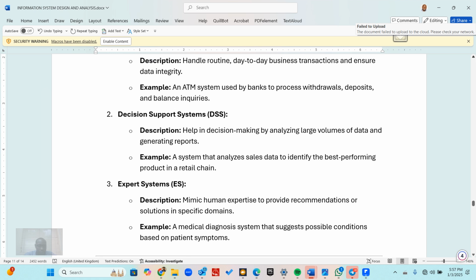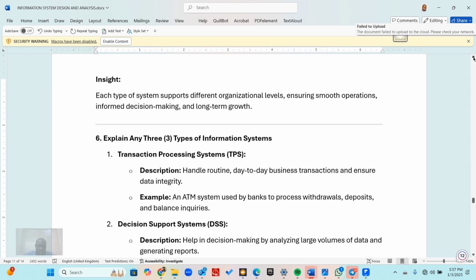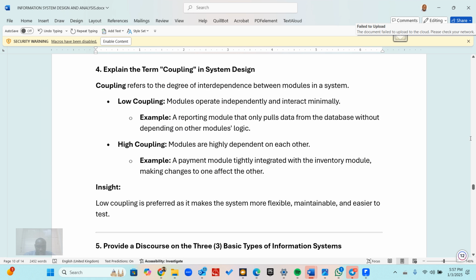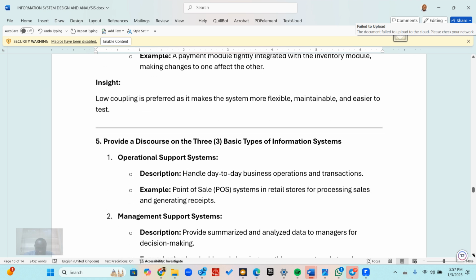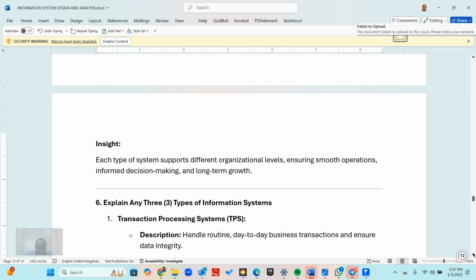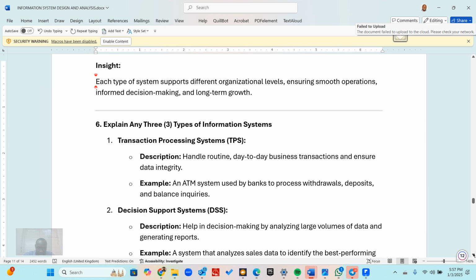So let's go now to explain three types of information system. Let's see the similarity between this and the last question. Here is the basic type of information system, three basic types. And here is explain three types of information system. Transaction supporting system, transaction processing system.